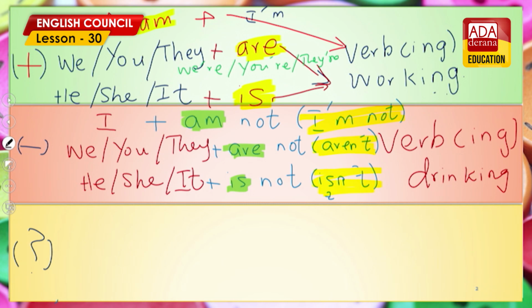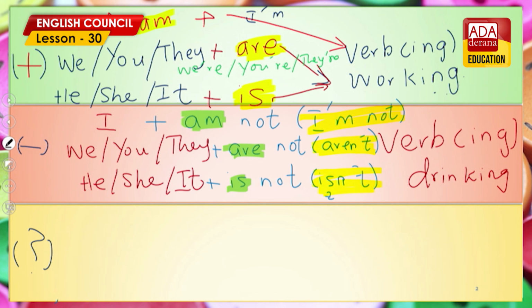We aren't standing. You aren't standing. They aren't standing. He isn't standing. She isn't standing. It isn't standing. Right, very good. So before we go for a break, let's start the positive and the negative both, right?